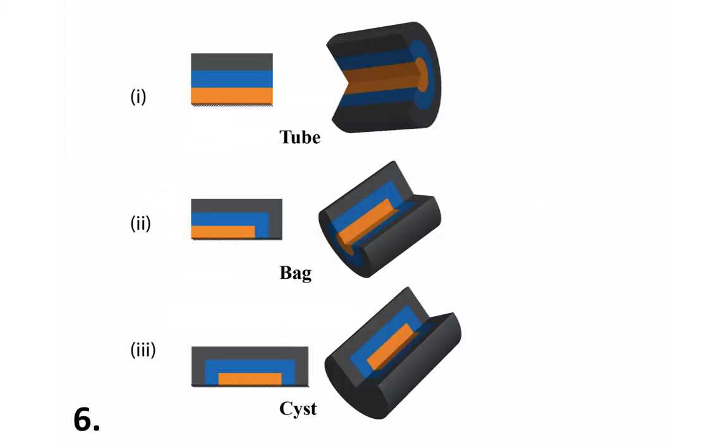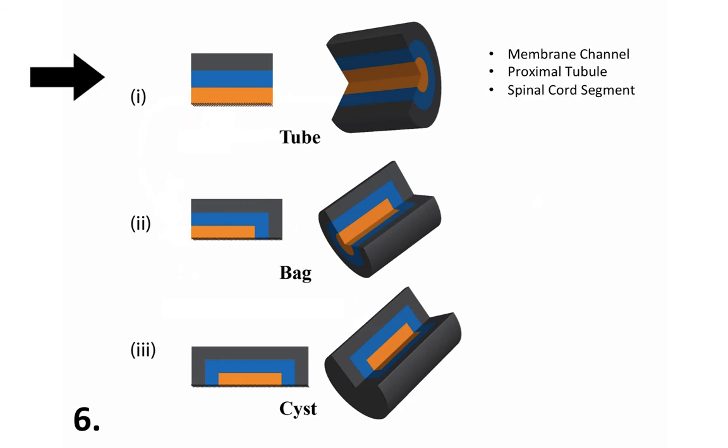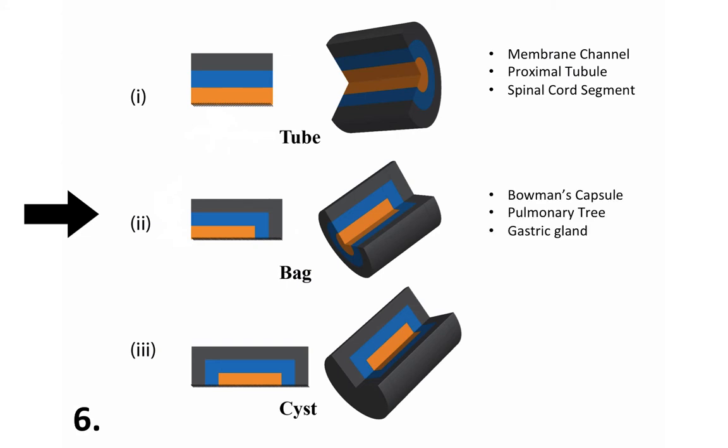fall into one of 3 topological categories, namely tube, such as the membrane channel, the proximal tubule segment of a nephron, a segment of spinal cord; bag, that is Bowman's capsule, the whole of the pulmonary epithelial tree, a gastric pit; or cyst, such as a cell at the micrometer scale, the peritoneum at the meter scale, or an ovary at the centimeter scale.